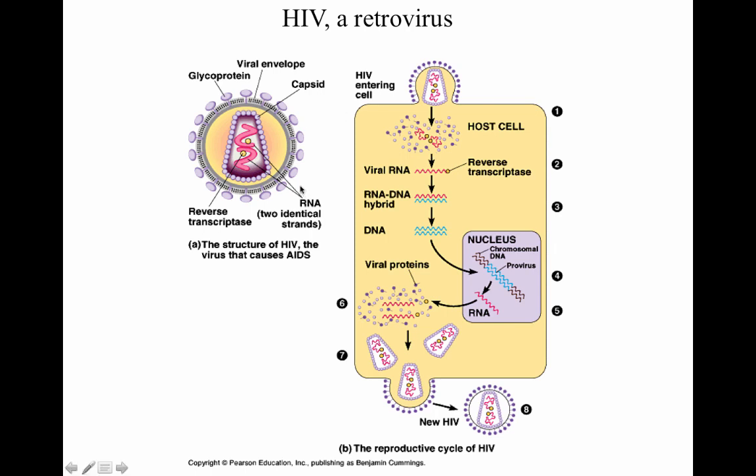So if you look over here to the left, what you see is the HIV virus. You see two segments of RNA. Remember, viruses have some type of nucleic acid as their genome. In this case, HIV is an RNA virus, and it uses this special enzyme called reverse transcriptase to actually copy the RNA into DNA.